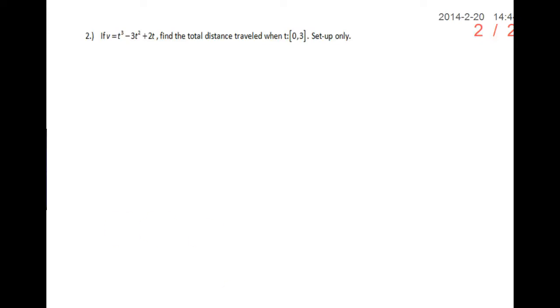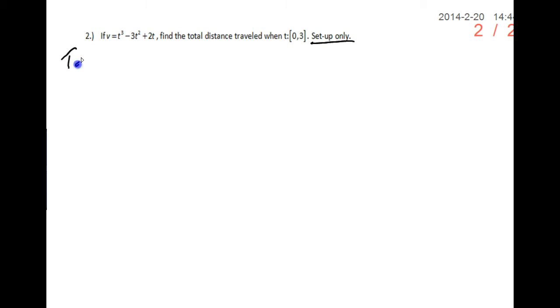All right, this is the solution for problem number 2 from the Unit 8 review. It says, if v equals t cubed minus 3t squared plus 2t, find the total distance traveled when t is on the closed interval 0 to 3. Once again, setup only. All right, so we need to think about total distance traveled.